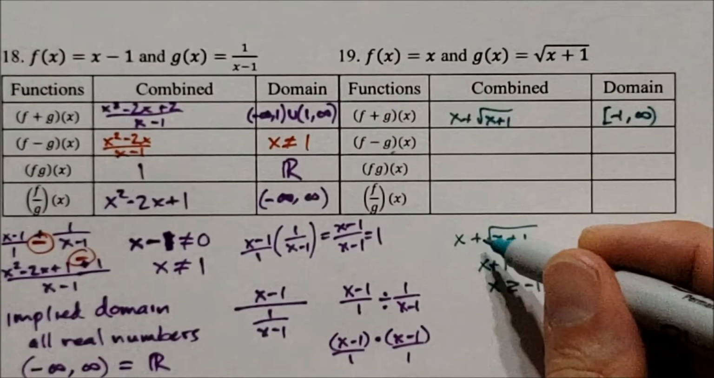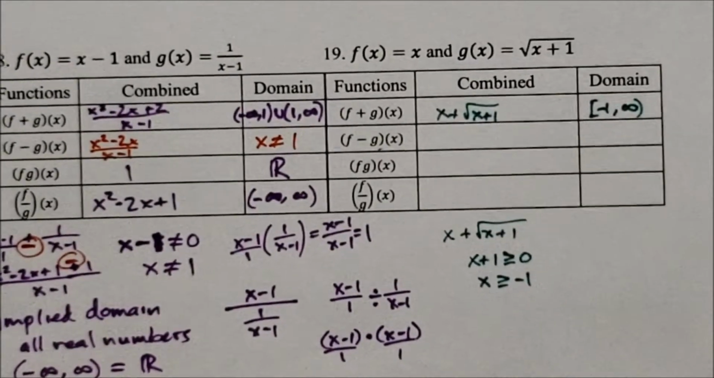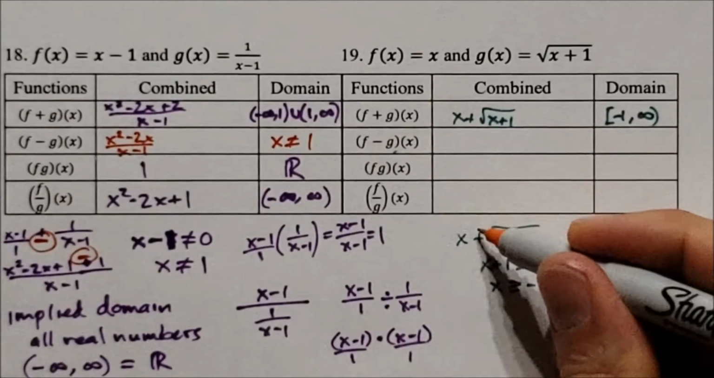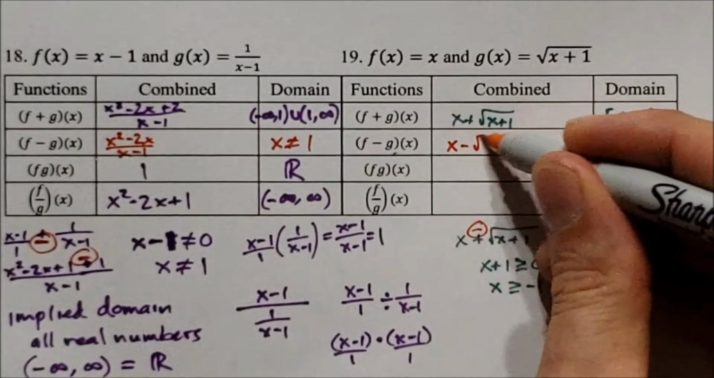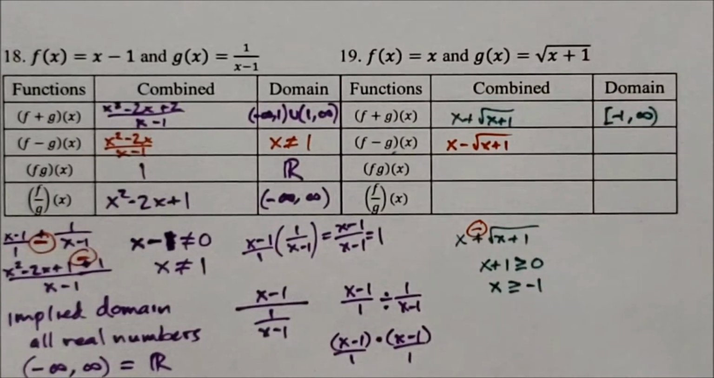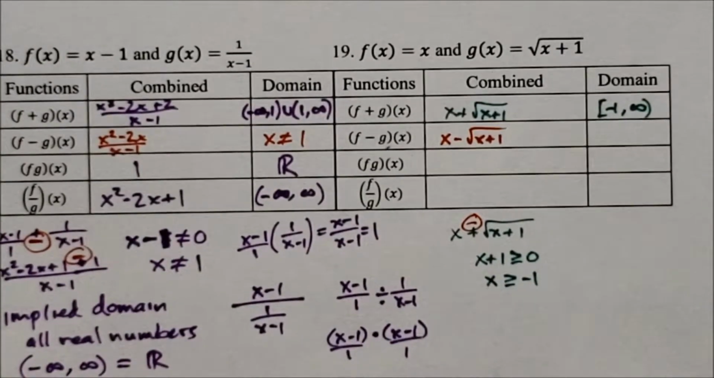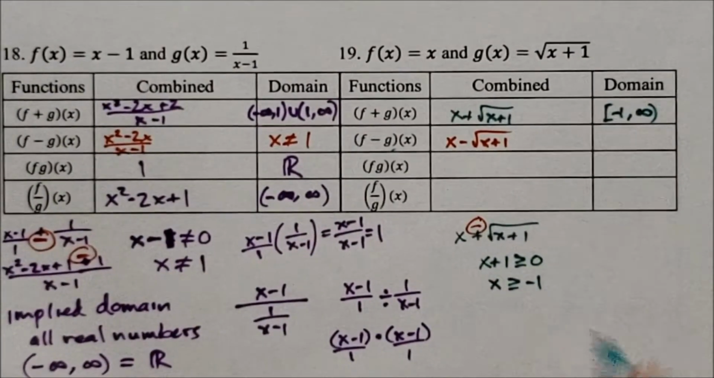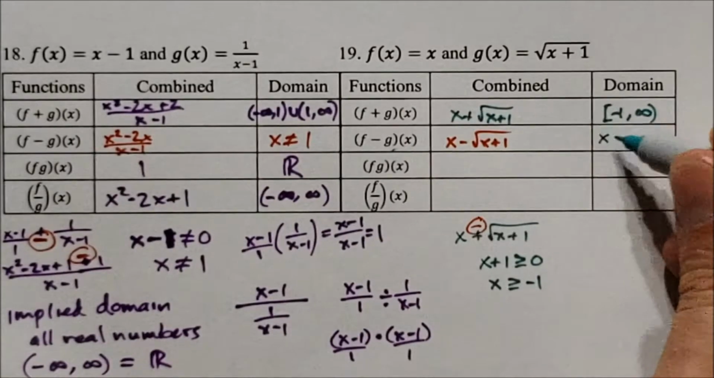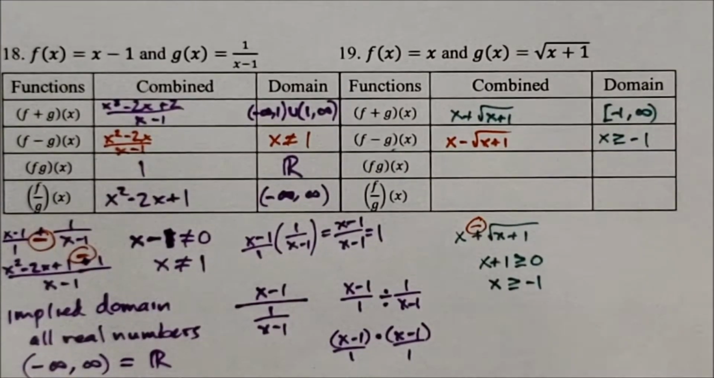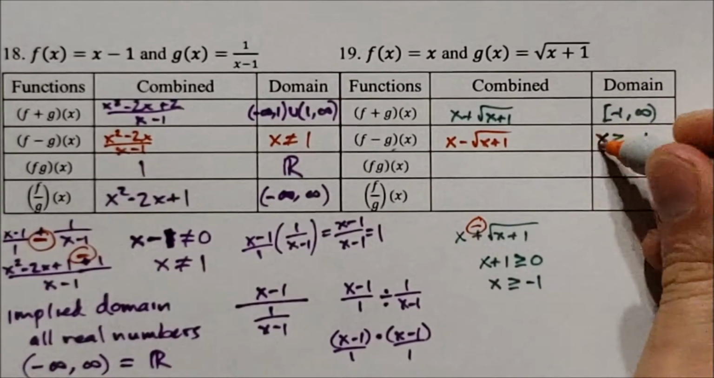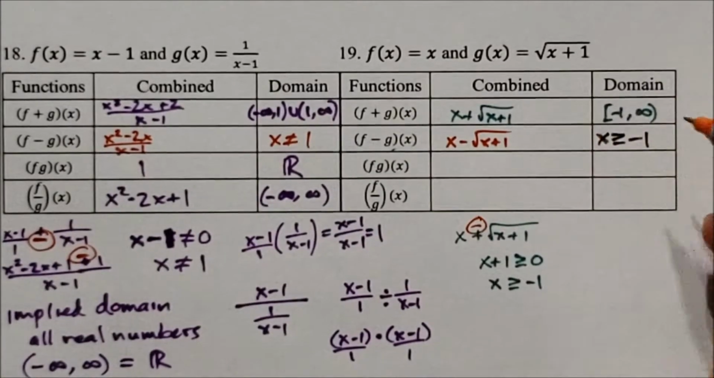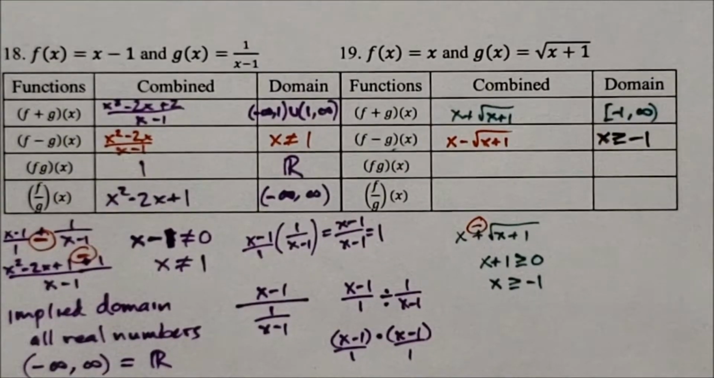Subtraction. Subtractions, again, like previous, we're just going to change that to a subtraction, which is x minus the square root of x plus 1. Nothing changes with the domain. It is just x has got to be greater than or equal to negative 1. Maybe I should stay consistent and write that in orange. Orange and teal combined anyway.